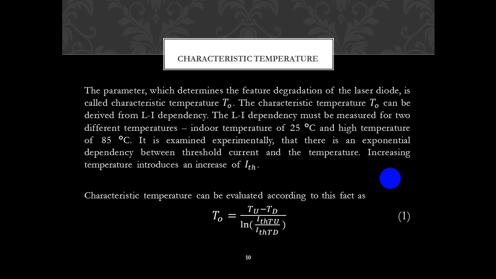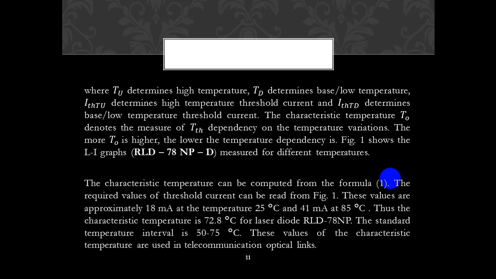Characteristic temperature can be evaluated according to this formula as T0 equal to TU minus TD divided by log of e base of ITH TU divided by ITH TD, where TU determines high temperature, TD determines base or low temperature, ITH TU determines high temperature threshold current, and ITH TD determines base low temperature threshold current.